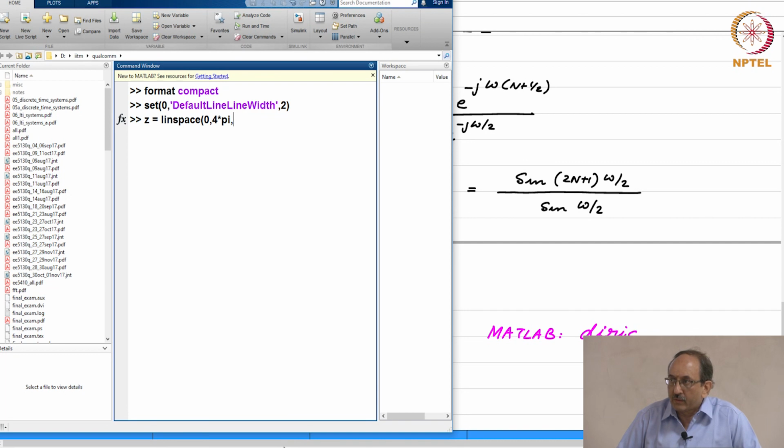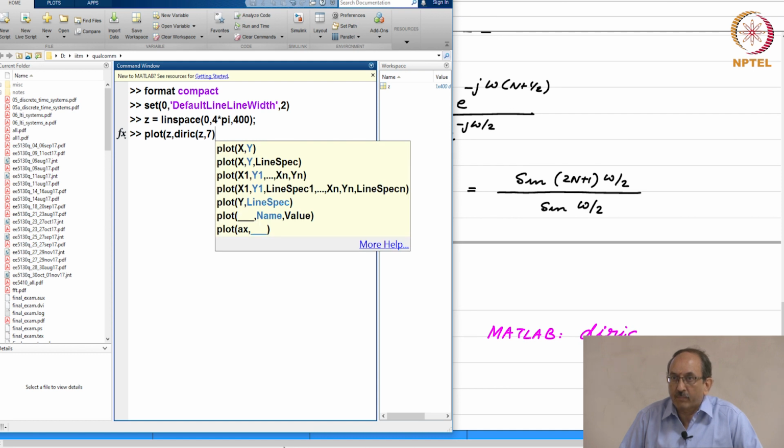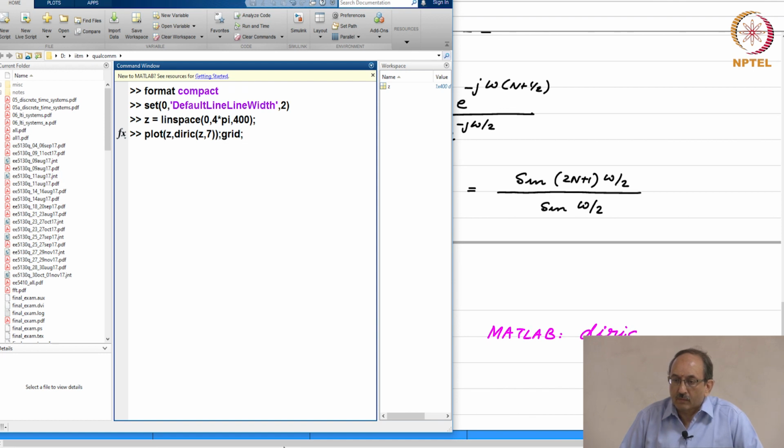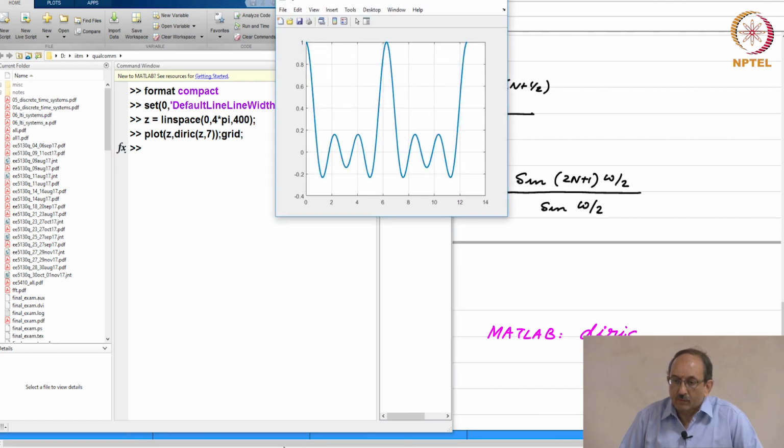linspace generates points between a comma b, and you can specify the number of points you want between a and b. So, this is this, and then you can plot z which is 0 to 4 pi, and I am plotting diric of z comma 7. So, here capital N is 7. So, this is what this function is.